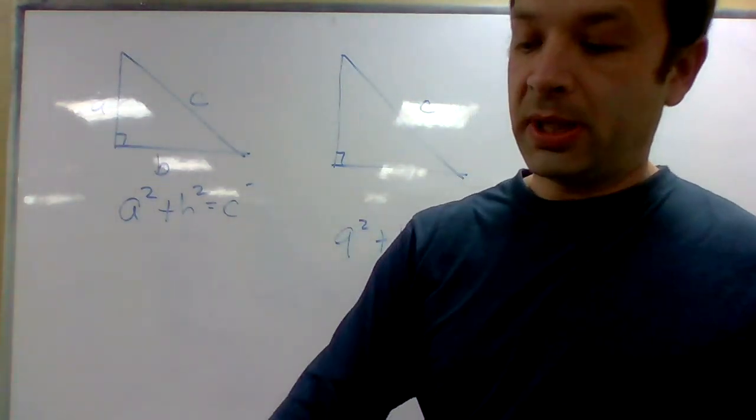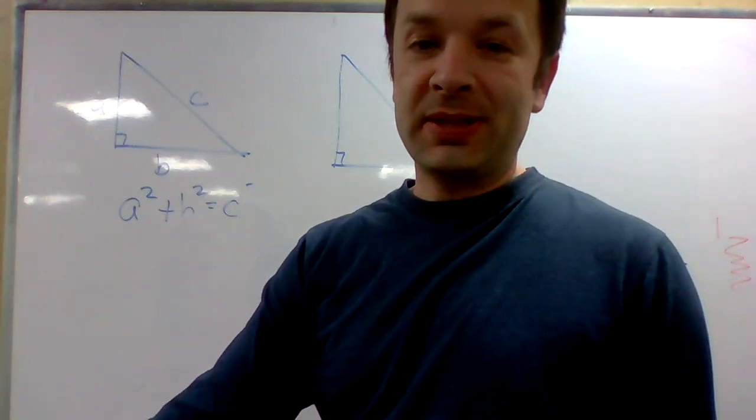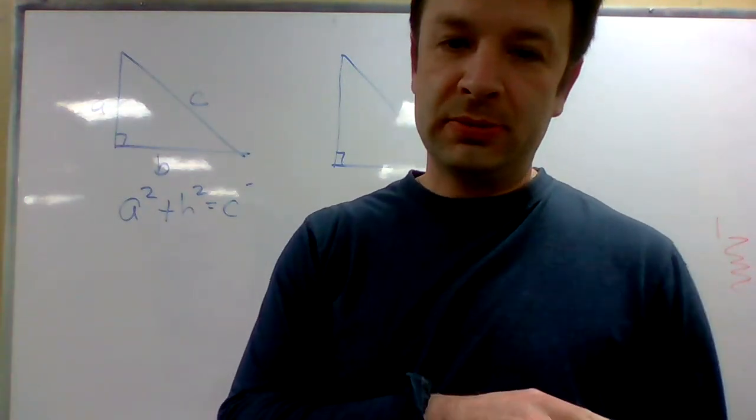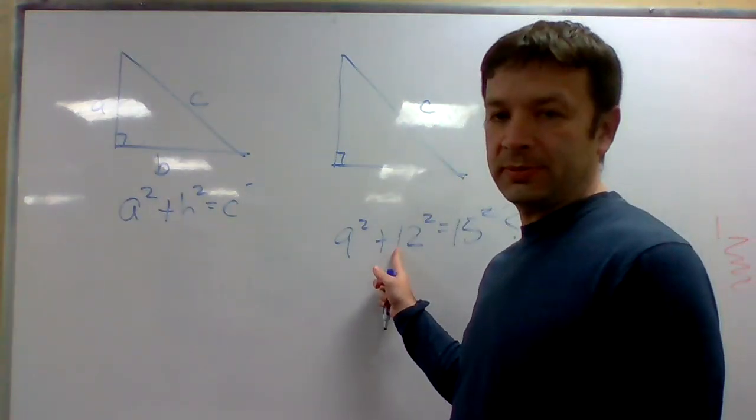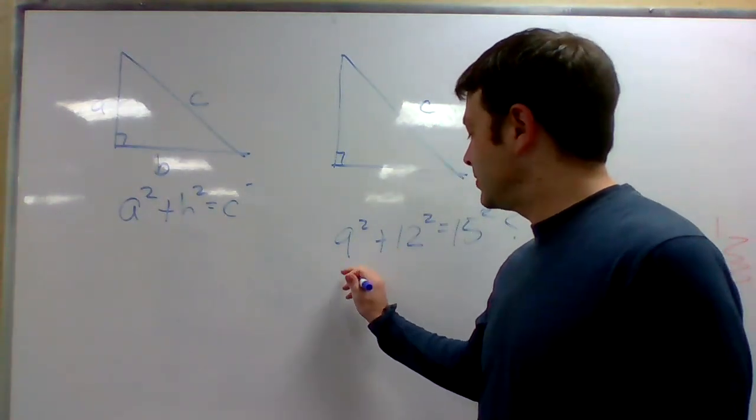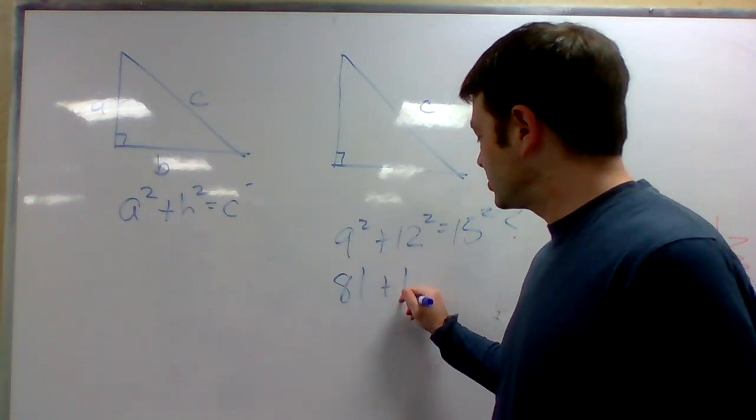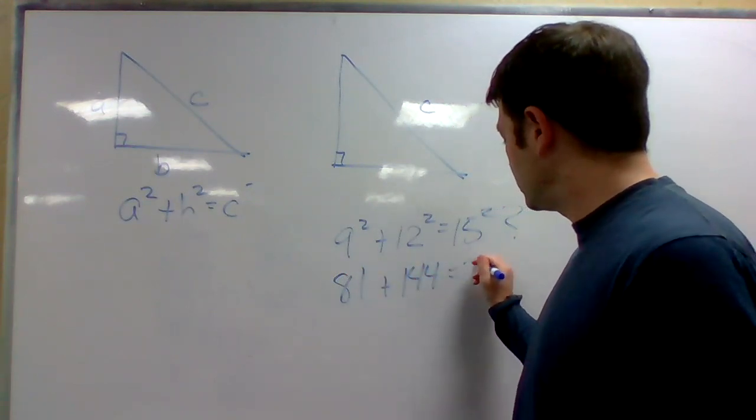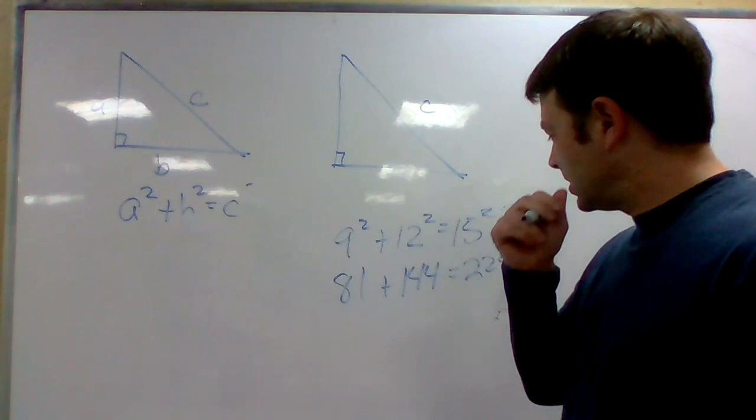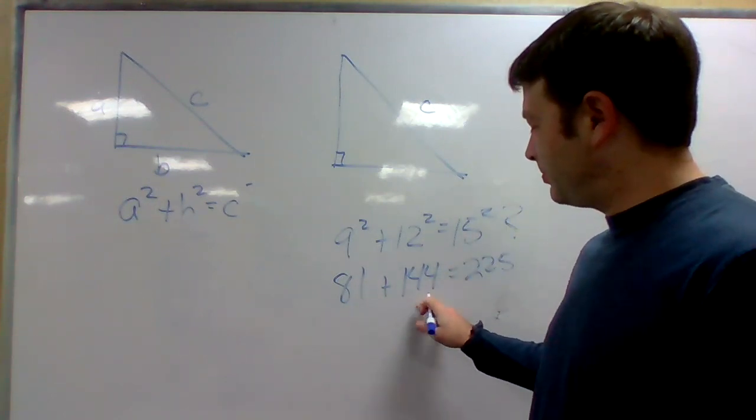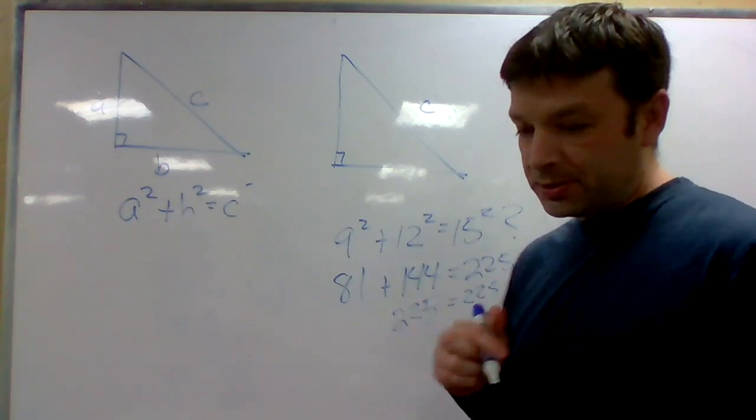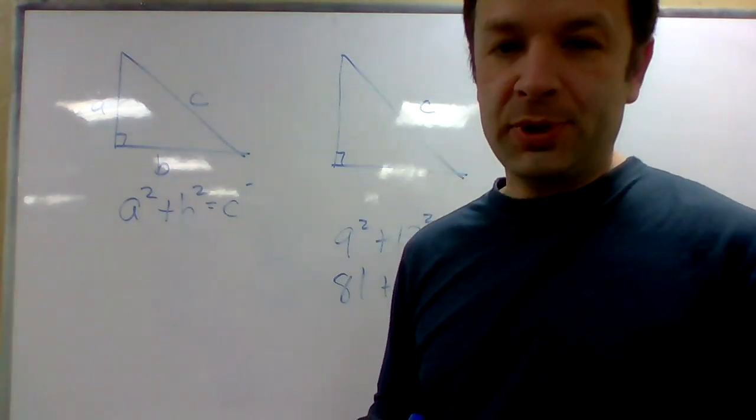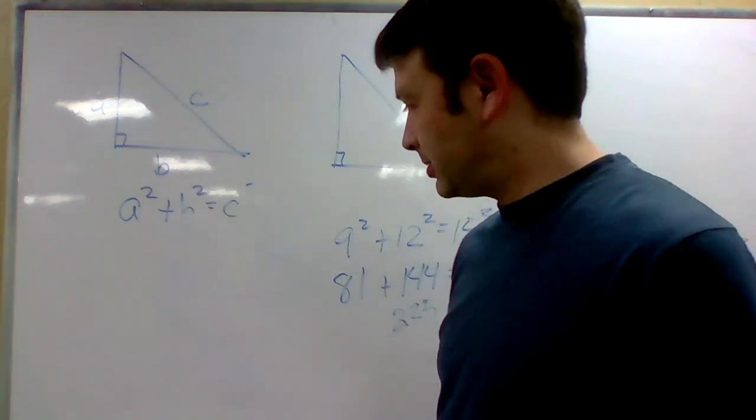Okay. The Pythagorean theorem says if it's a right triangle, it will work. So does this work? Yes or no? 9 squared plus 12 squared. And yeah, 81 plus 144 is 225, a true statement. So on number 9, put yes. The end.